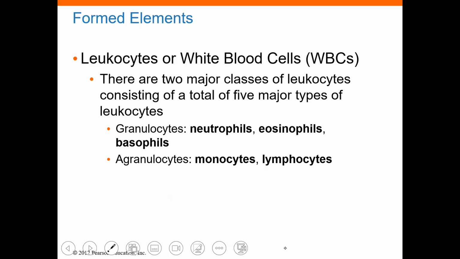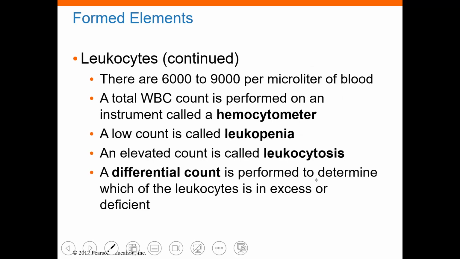White blood cells are leukocytes. There are two major classes of leukocytes, and we're going to see them as granulocytes and agranulocytes, and a total of 5 major types of these leukocytes. So we're going to see neutrophil, eosinophil, basophil, monocyte, and lymphocytes again.